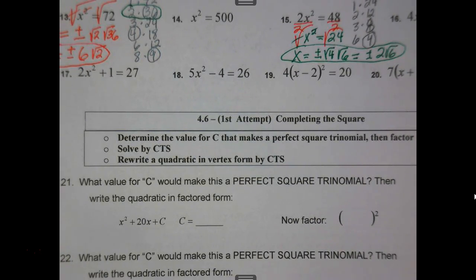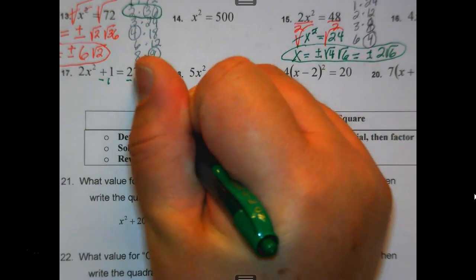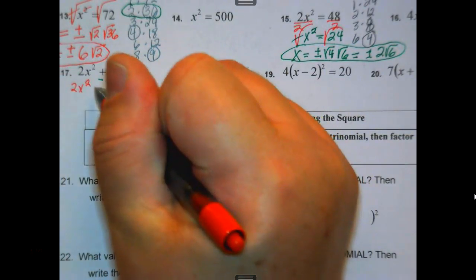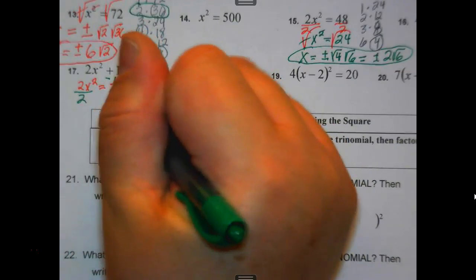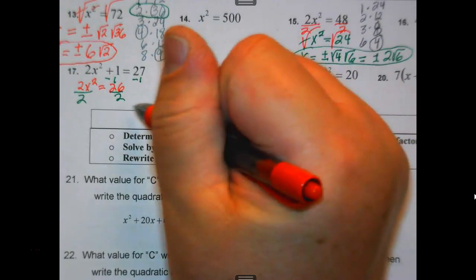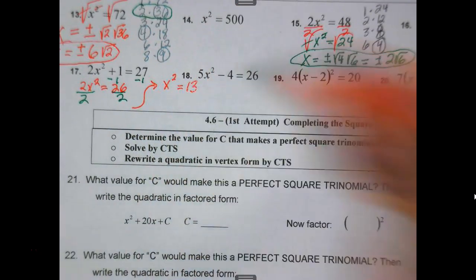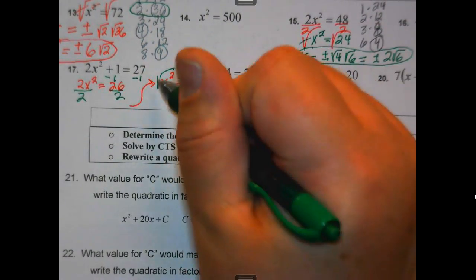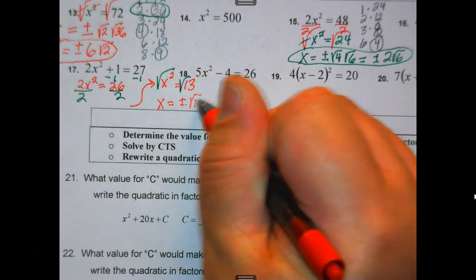Number 17. Here I have to subtract 1 first. So I get 2x squared equals 26. Divide by 2. I get x squared equals 13. Ooh, 13 is a prime number. We don't have to simplify it. Square root both sides. So x equals plus or minus square root of 13.